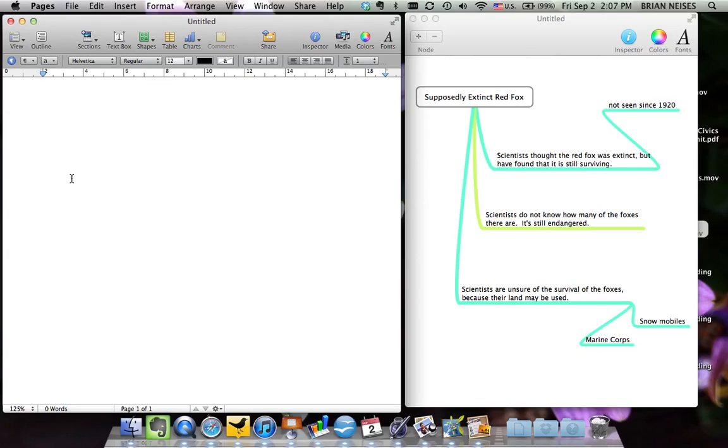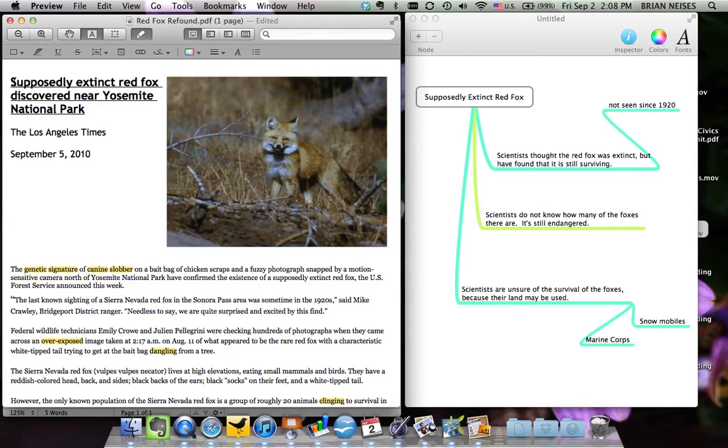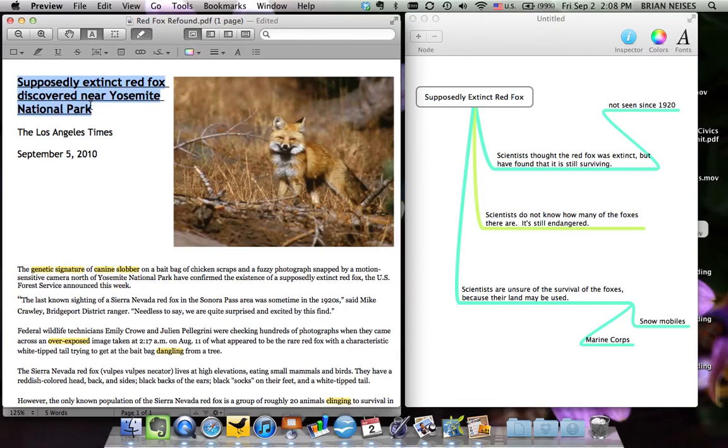Well, the first thing we want to remember is make sure you have your name at the very beginning. You would have the date. So if you can see my screen, it's September 2nd, 2011 today. Double space, and then I have the title of the article. Now I might need to go back and look at my article for that information. So I might flip it over and say, oh, the supposedly extinct red fox near Yosemite.